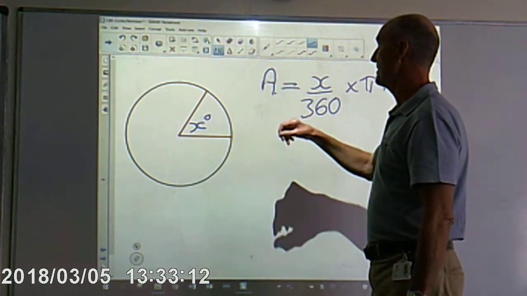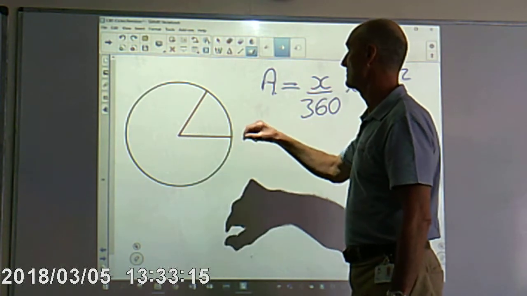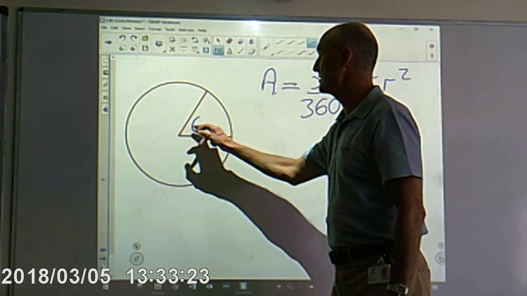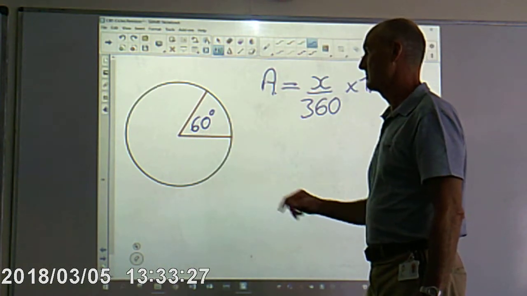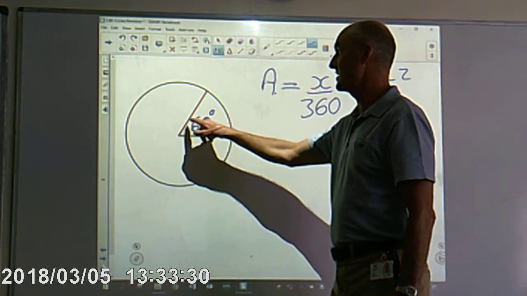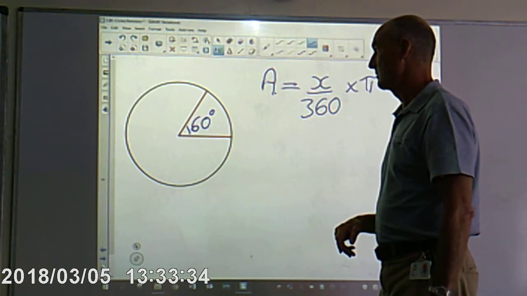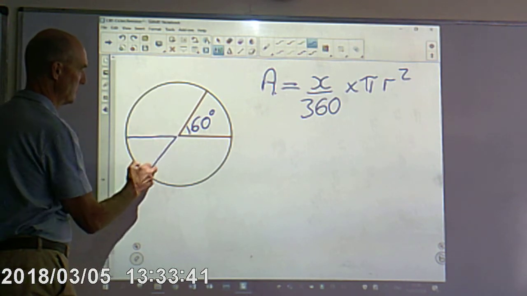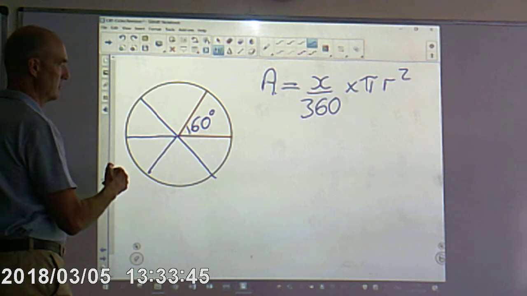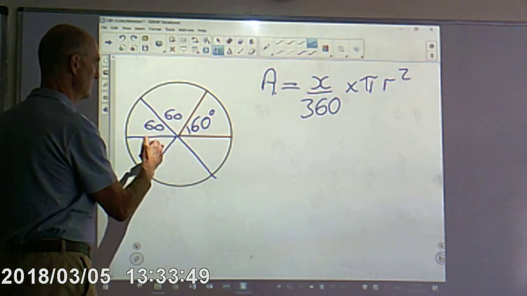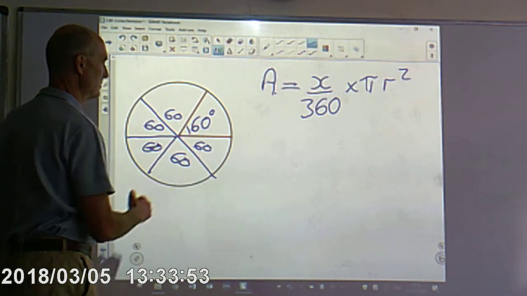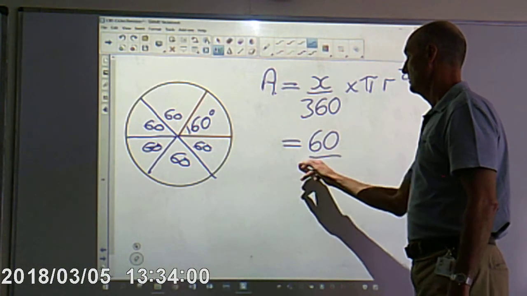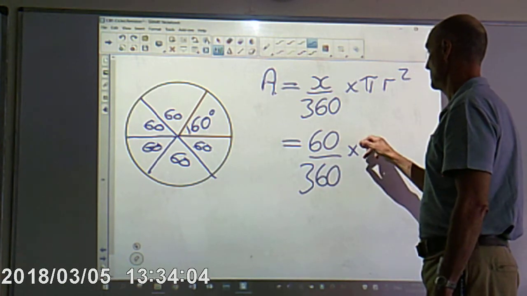So if we actually did an example of that, let's think of an example that we could have there. So 60 degrees, the value of the angle in the sector was 60 degrees. What does that actually mean? That actually means that sector would actually be 60 degrees by 360 degrees times pi r squared.